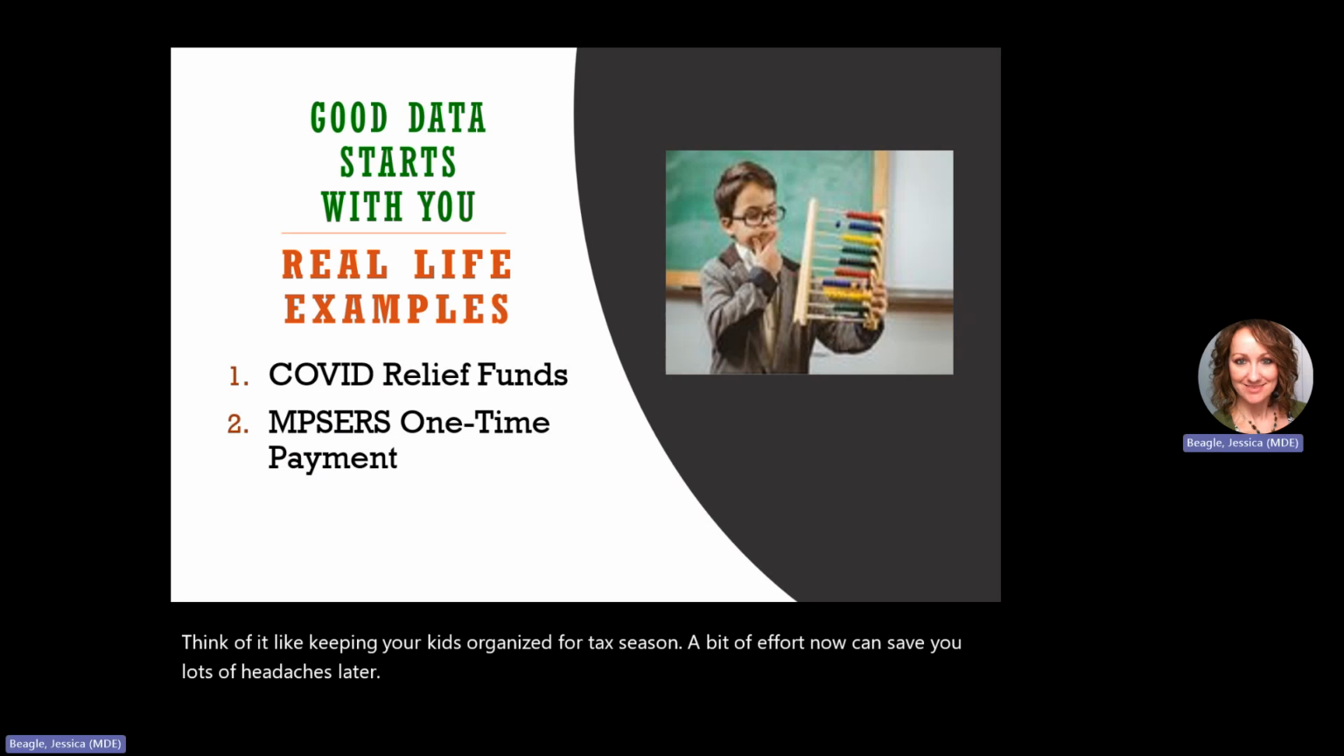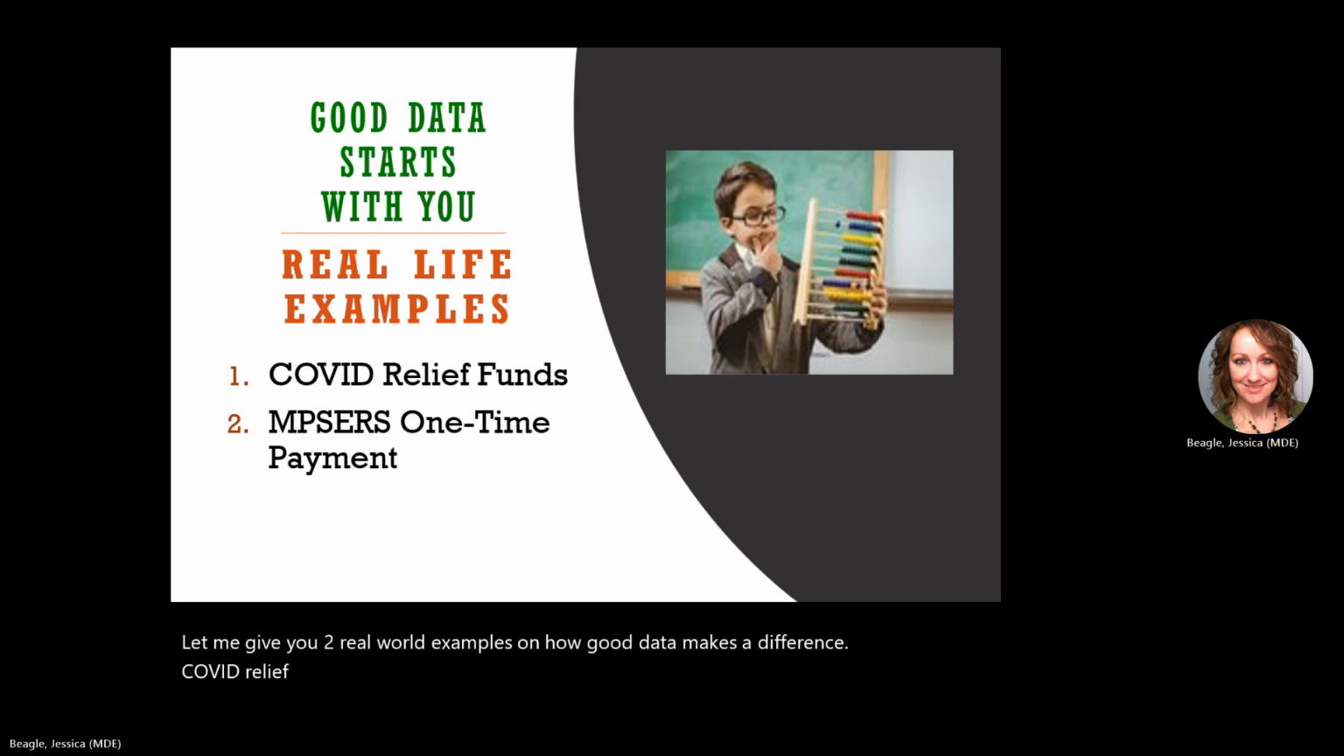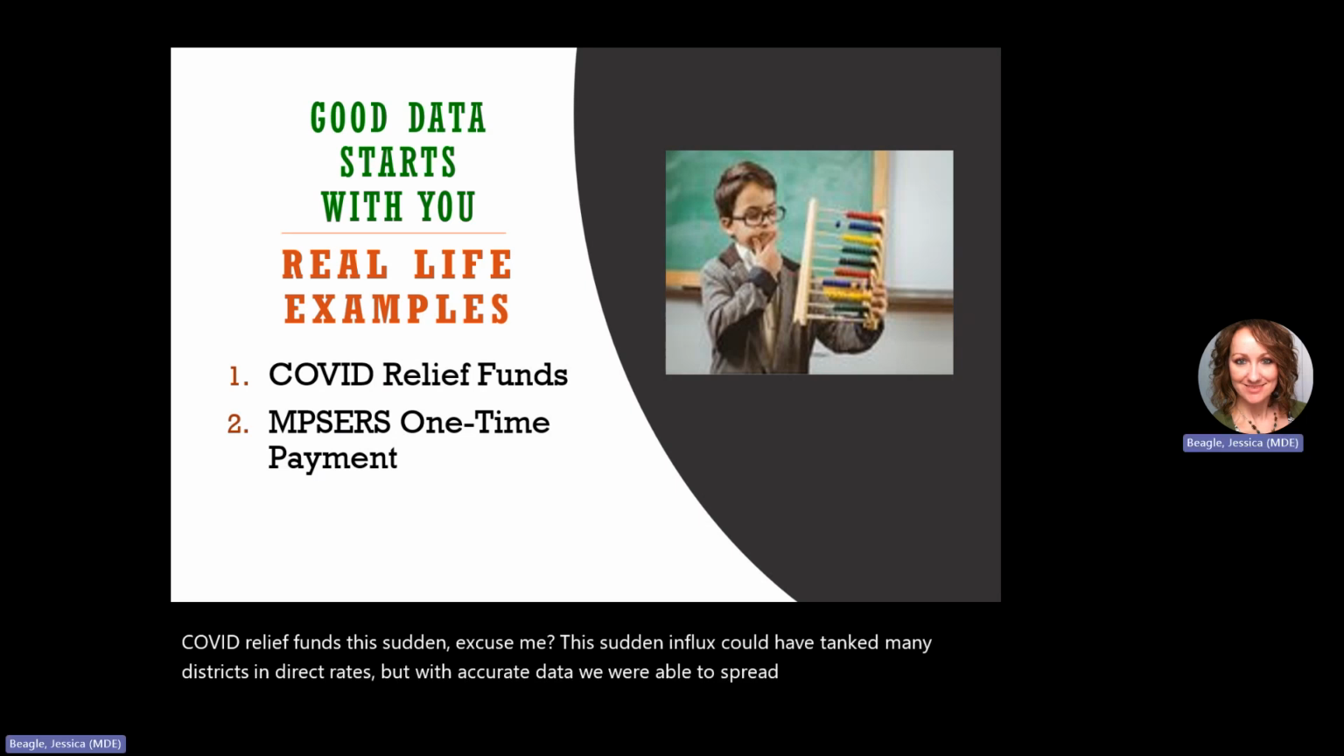Let me give you two real-world examples on how good data makes a difference. COVID relief funds. This sudden influx could have tanked many districts' indirect rates. But with accurate data, we were able to spread the impact over several years. We softened the blow without having to ask you to do extra work.